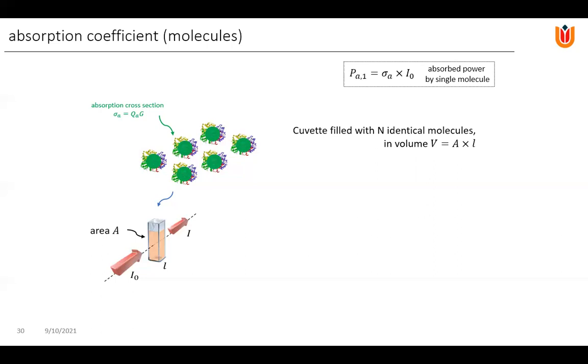So now let's say that the cuvette is filled with identical molecules. There will be n of them in a volume V, and that volume V is given by some area A, which will be the illuminated area of that cuvette, times the thickness of that cuvette. So I've added a bunch of geometrical constraints now. But so far so good, I guess, right?